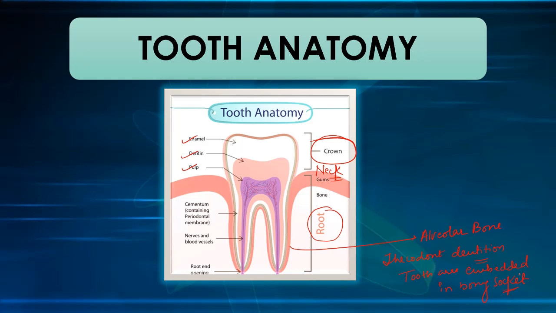Then there is an apical foramen. The apical foramen helps to supply nerve fibers, dentinal nerves, and blood vessels to the pulp. There are some collagenous fibers which are known as what? Periodontal ligaments. These periodontal ligaments and oblique fibers attach the tooth to the bony socket. They are known as periodontal fibers, PDL fibers.